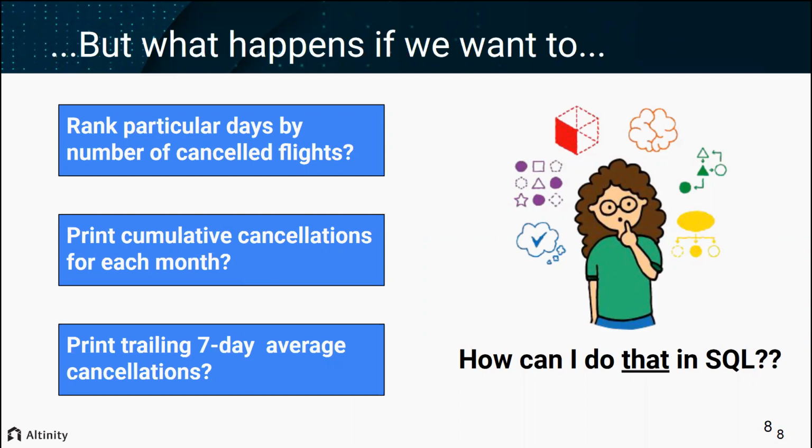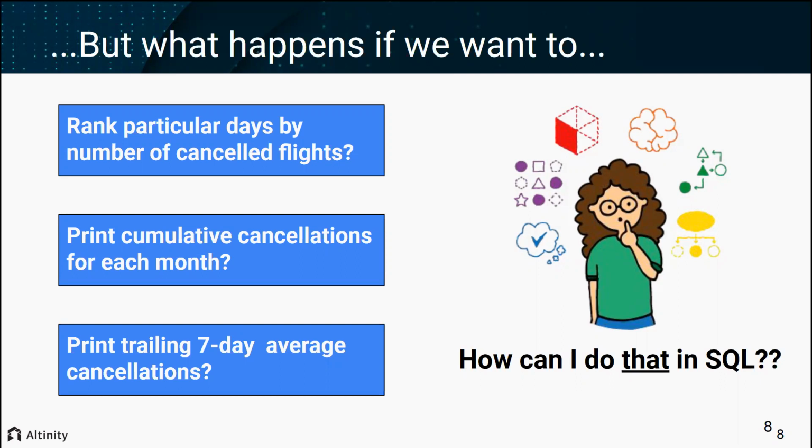So for example, what if we wanted to not only take those measurements, but also rank particular days of the month based on the number of canceled flights? Like, what day of the month is number one in canceled flights? Another thing that we might do is, as we're looking at the rows for each day, we might like to sum the number of canceled flights that have happened up to that point in the month. A final thing, which is very, very common when you're looking at time series, is to compute a trailing average. For example, a trailing 7-day average of cancellations.